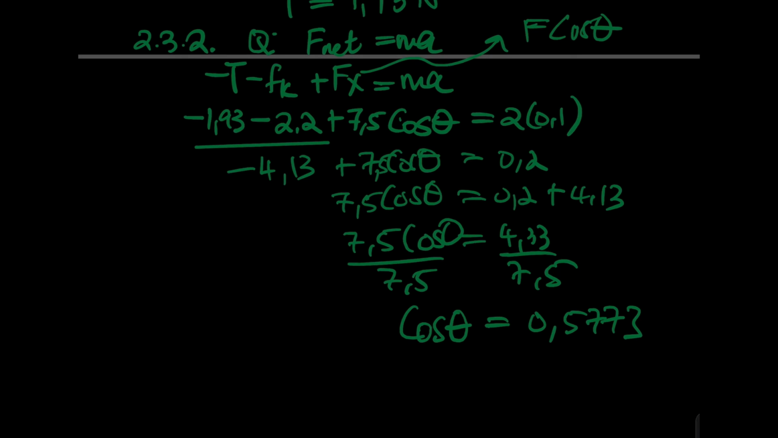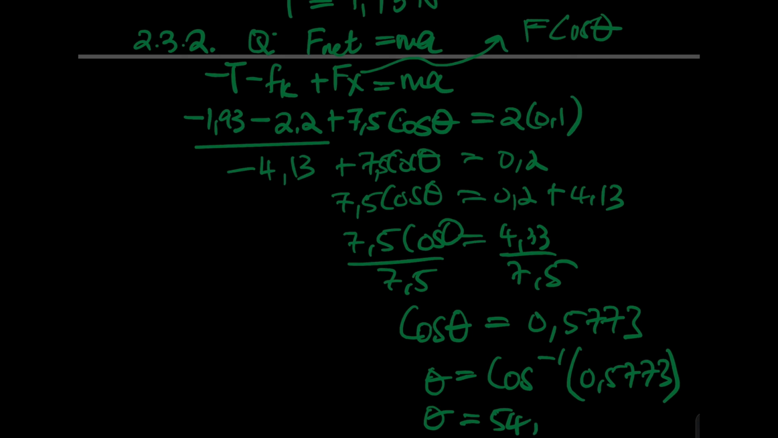And then for the answer we'll use the second function. We'll say theta is equal to arc cos of 0.5773. In the calculator, we press shift, cos, 0.5773. The theta there is 54.74 degrees. That's it, guys.